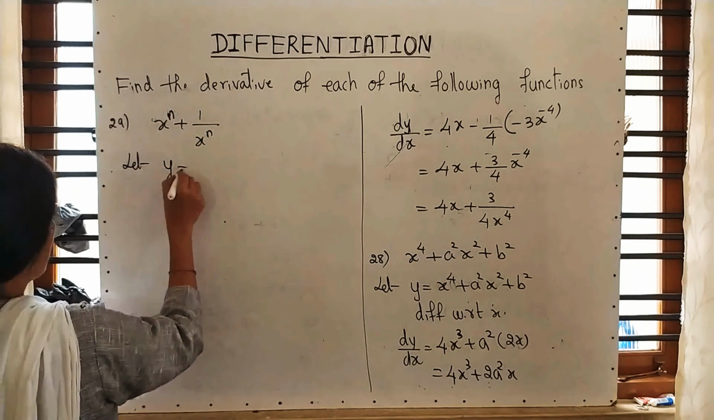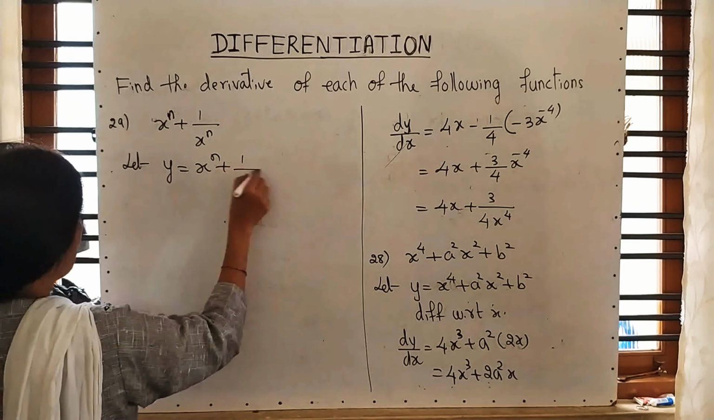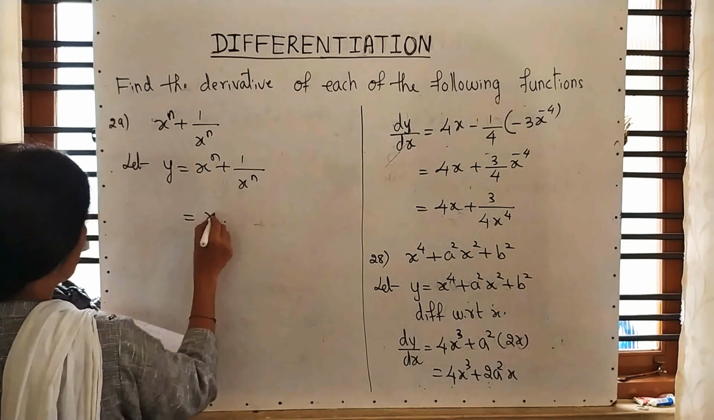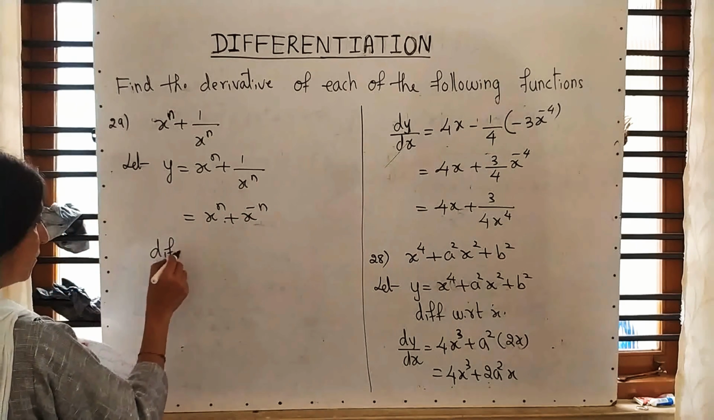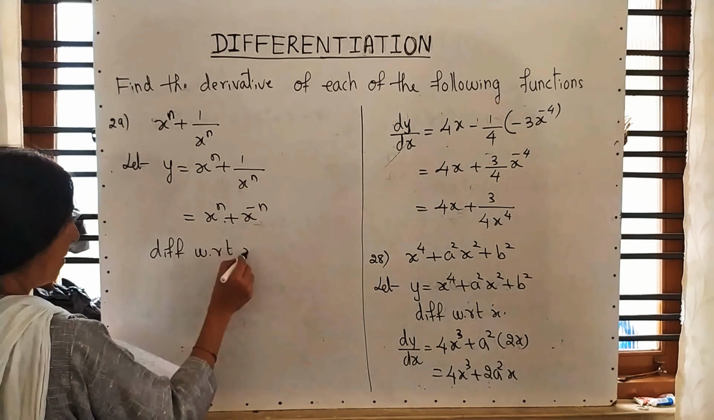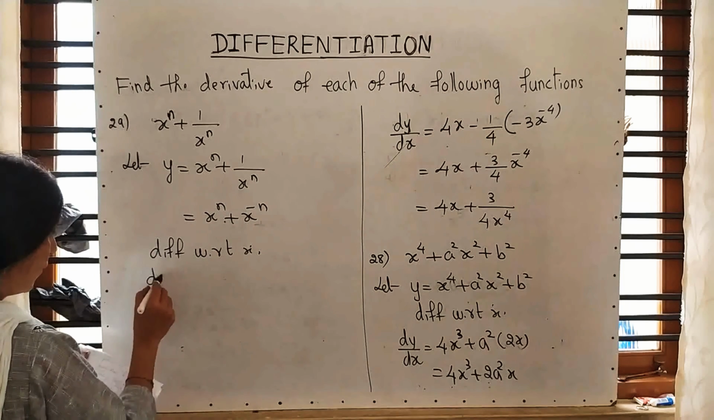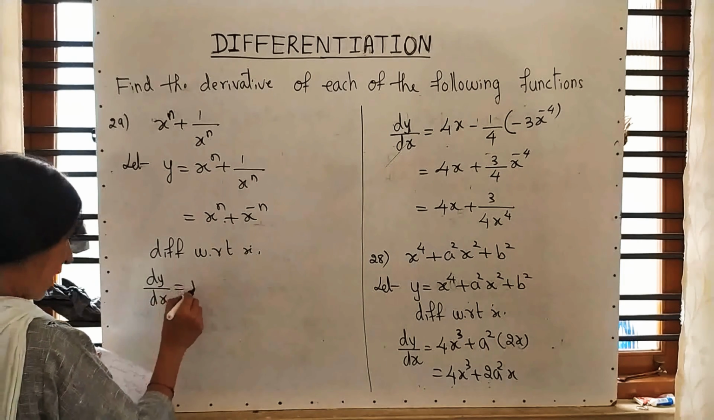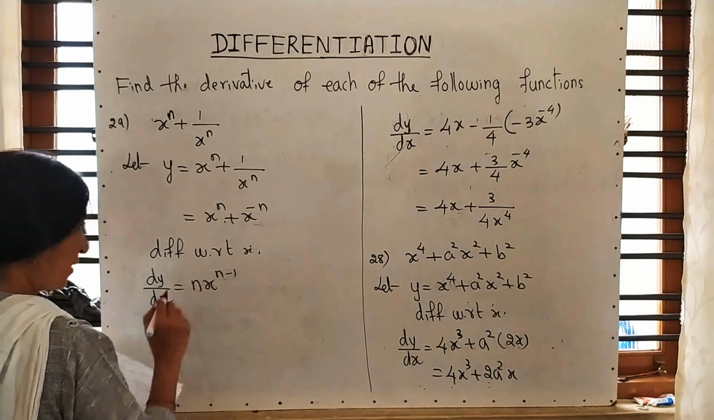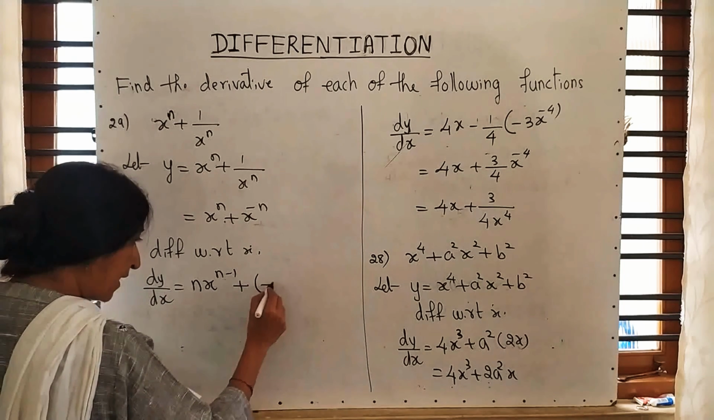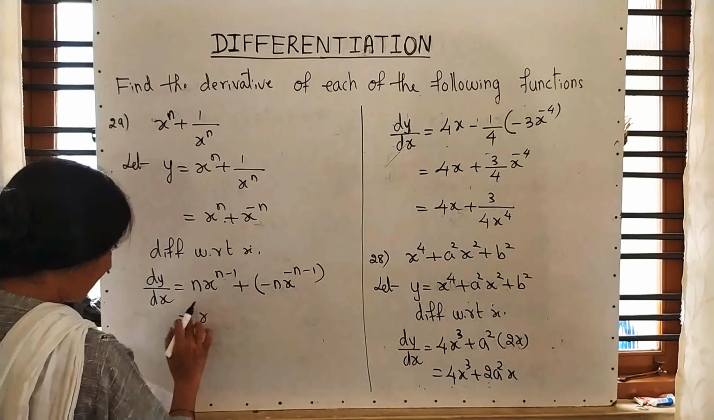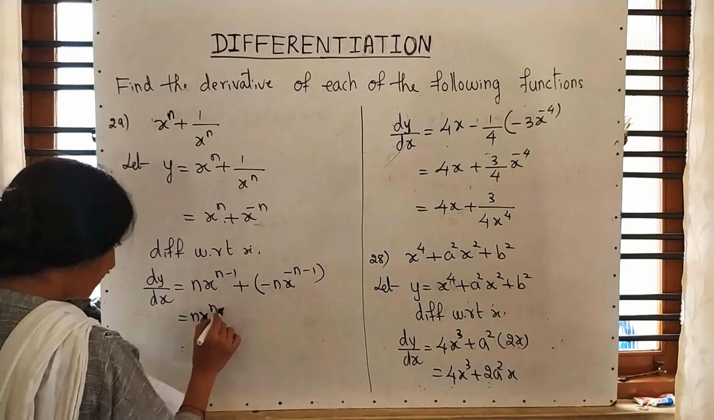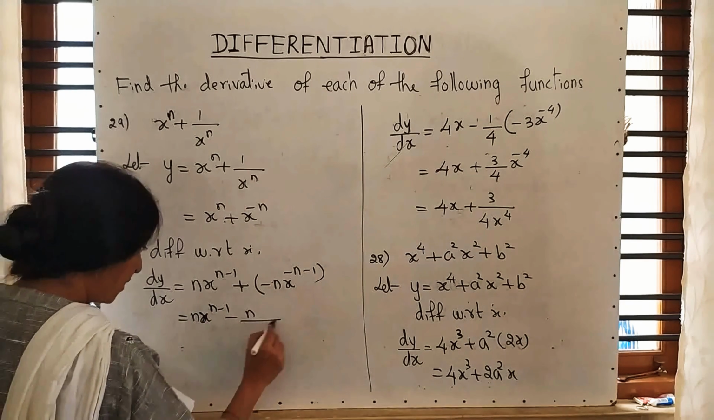Let y is equal to... differentiate. They are in the form of x to the power n. n into x raised to n minus 1 plus in the bracket minus n x raised to minus n minus 1. Final answer is plus into minus is minus.